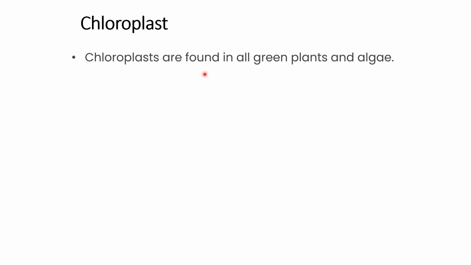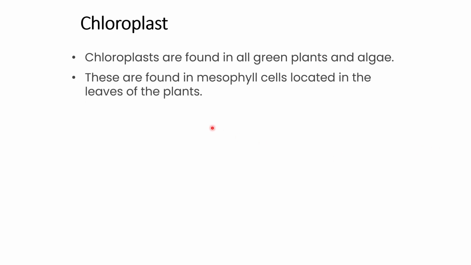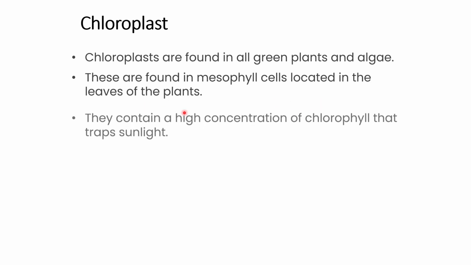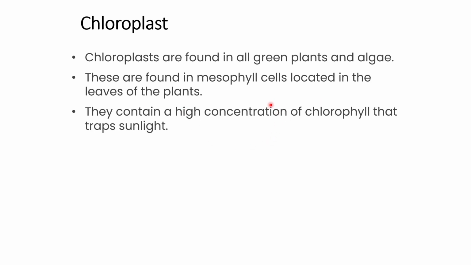Chloroplasts are the third type of plastids. They are found in all green plants and algae. They appear green in color because they have a pigment called chlorophyll. These are found in mesophyll cells located in the leaves of plants. They contain a high concentration of the pigment chlorophyll that can trap sunlight. Therefore, wherever chloroplasts are present, photosynthesis occurs in those sites.